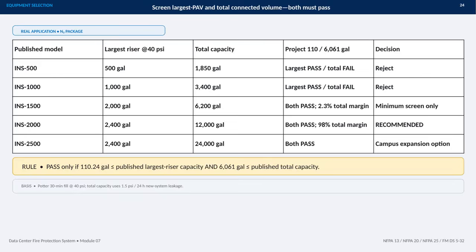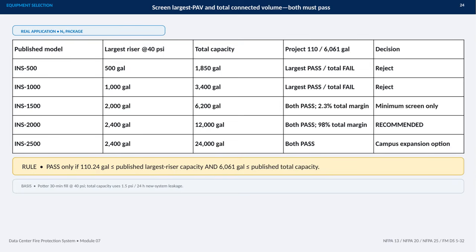This slide shows how we select the nitrogen package by applying two capacity checks, not just one. The first check is the largest riser, which must support the project requirement of 110.24 gallons. The second is total connected volume, which must support 6,061 gallons.